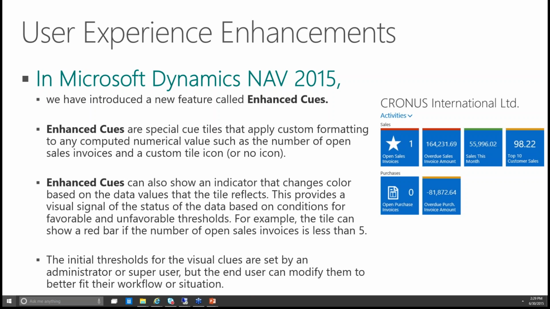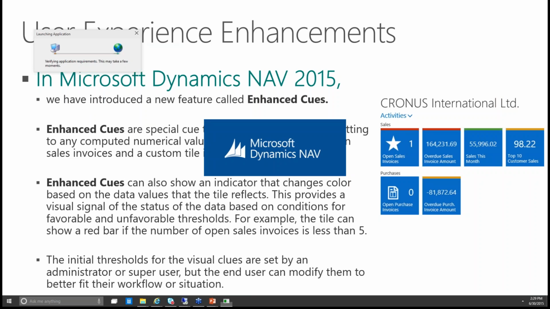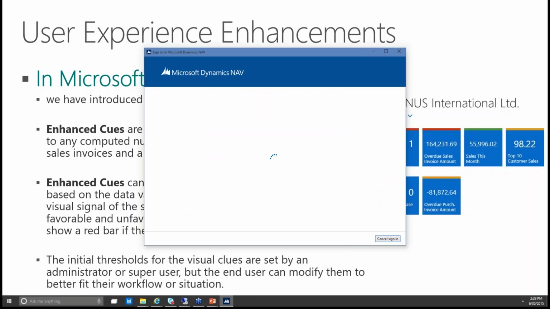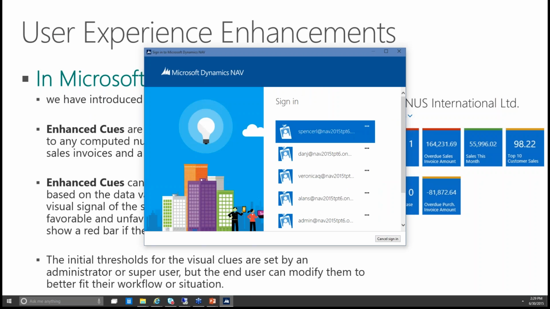So let's jump over here and launch the Windows client. Now, I'm connected to the Windows client here. I'm using the Office 365 login. You have many different credentials in NAV that you can log in with. You can use Windows Authentication. You can use username and password. And here I'm using the Office 365 integration.